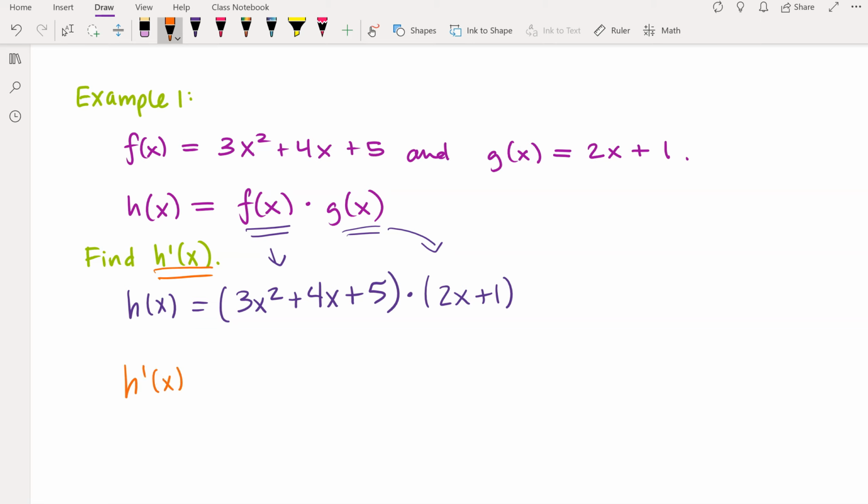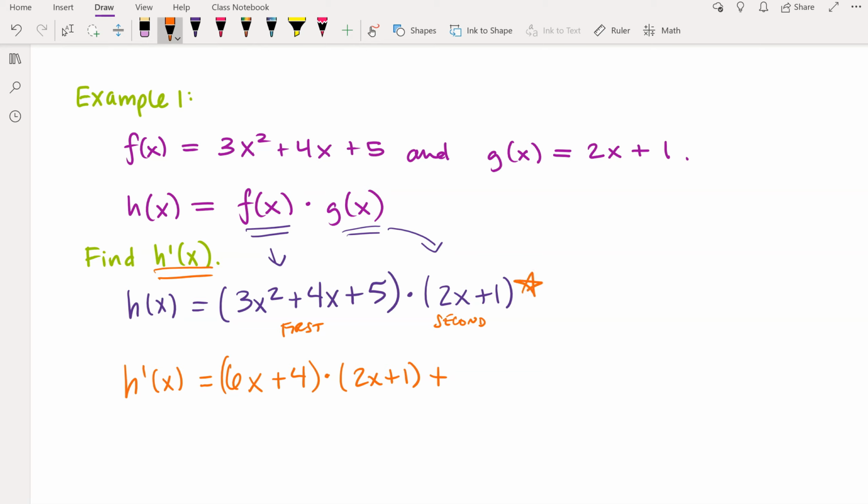So h prime of x equals, we're going to do the derivative of the first. So this is the first. Let's do the derivative of that. Using the power rule, we have 6x plus 4. That's the derivative of the first, times the second. You're just going to copy the second function, 2x plus 1. Make sure you put these in parentheses, otherwise your answer is not going to look right. So derivative of the first times the second plus derivative of the second.